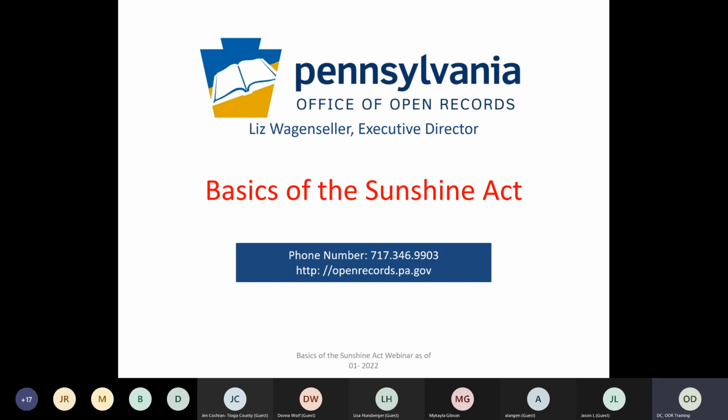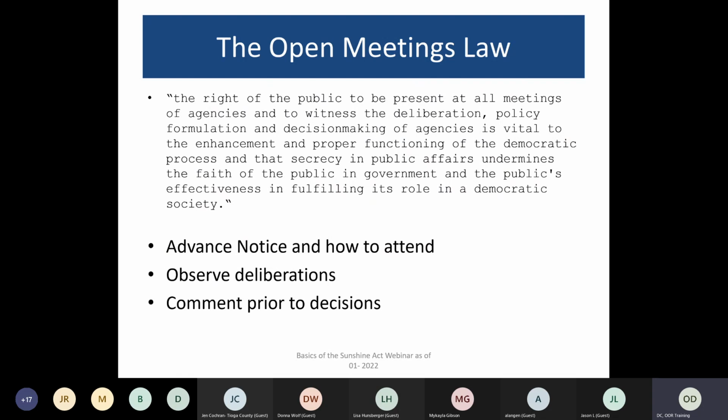Okay, basics of the Sunshine Act. Why is this important? Well, first off, the Sunshine Act is also commonly referred to as Pennsylvania's Open Meetings Law. And I like to begin this presentation, somewhat paraphrasing, with what I'll call the preamble to the law.